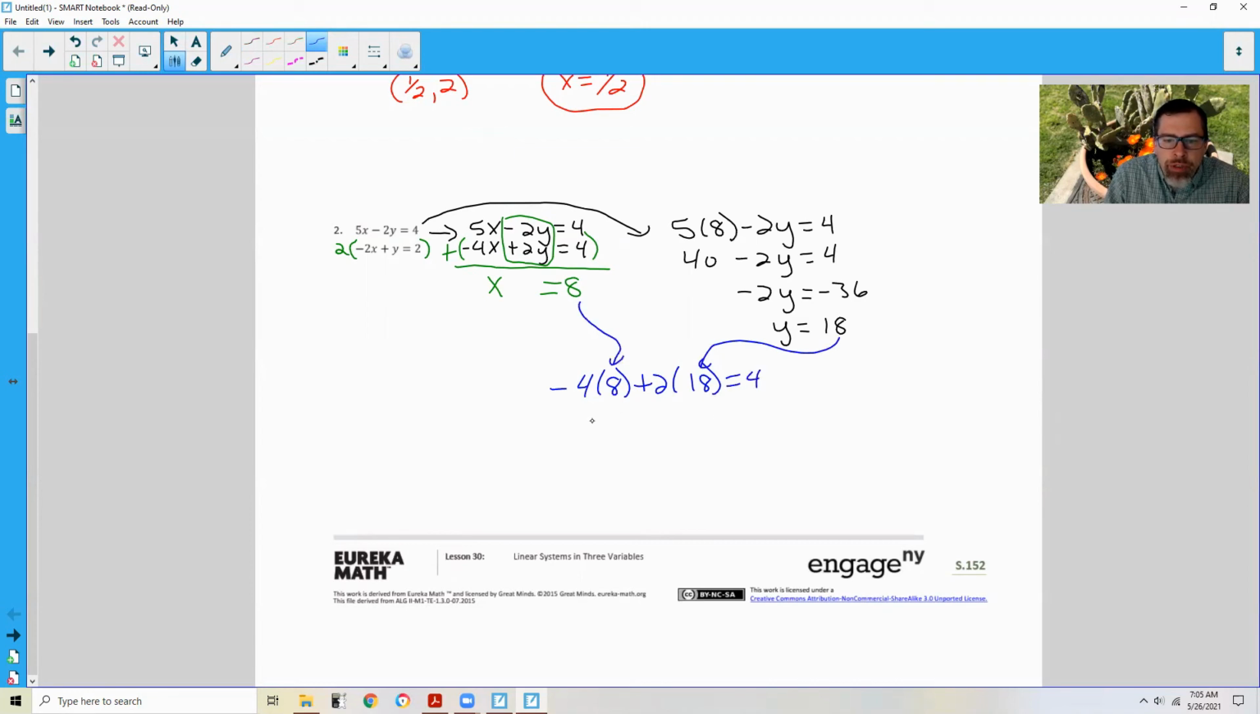Well, 8 times 4 is 32. Positive times a negative is negative, negative 32. 18 times 2 is 36. And 36 minus 32 is 4, so it checks.